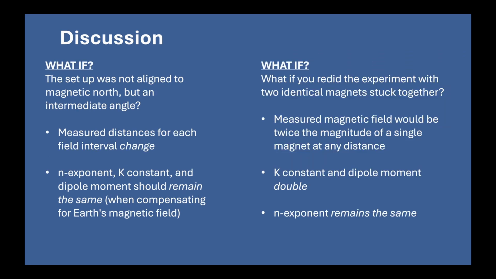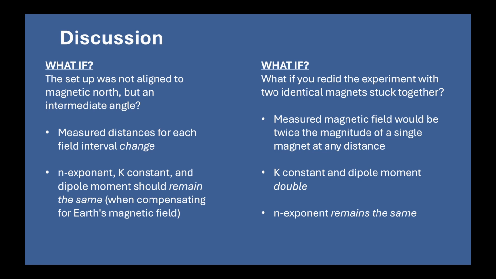What-if questions. What if the setup was not aligned to the magnetic north, but an intermediate angle instead? In this scenario, the measured values would be the net magnetic field of both the magnet and the Earth's magnetic field, which would have changed the distance at which the microtesla interval was measured. While this would affect the experimental measurements, the n exponent, k constant, and dipole moment values should still remain the same, assuming the Earth's magnetic field contribution in each direction remained constant.